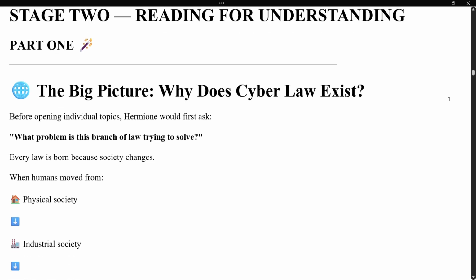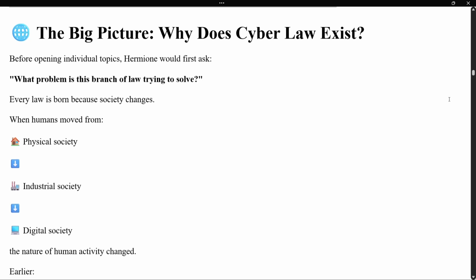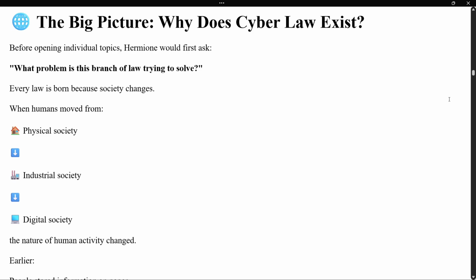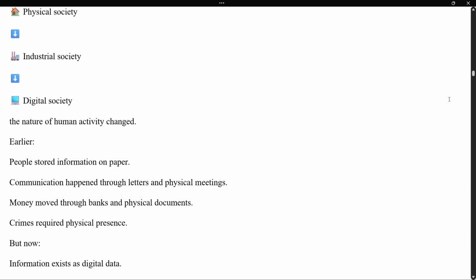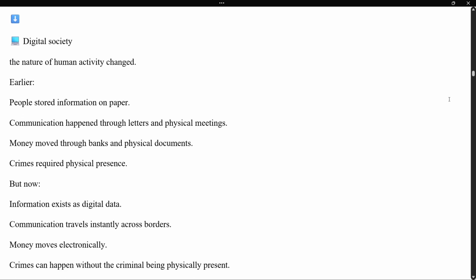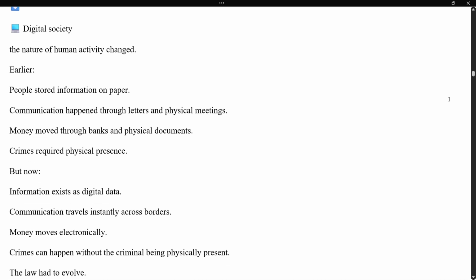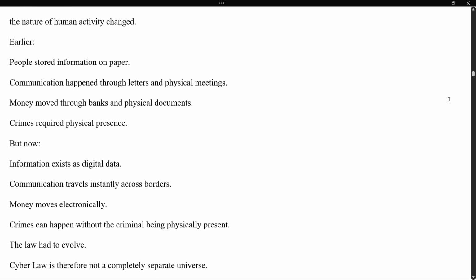When humans moved from house, physical society, to factory, industrial society, to personal computer, digital society, the nature of human activity changed. Earlier, people stored information on paper. Communication happened through letters and physical meetings. Money moved through banks and physical documents. Crimes required physical presence. But now, information exists as digital data. Communication travels instantly across borders. Money moves electronically. Crimes can happen without the criminal being physically present. The law had to evolve.